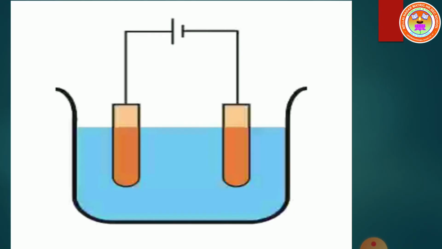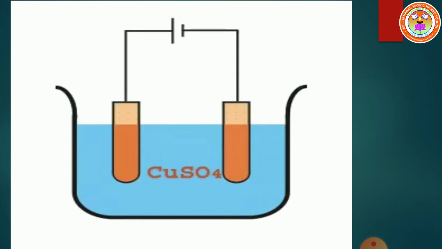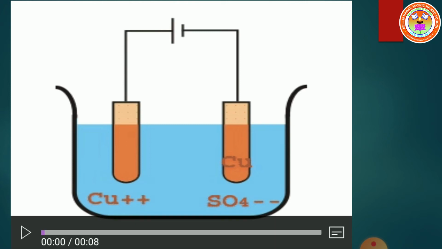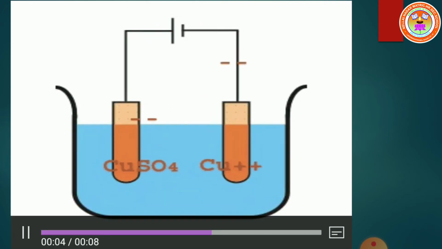Take a glass jar and fill it with the copper sulfate solution. Take a copper metal plate and connect it to the positive terminal of the battery. Connect the iron spoon to the negative terminal of the battery. Now dip them in the copper sulfate solution.